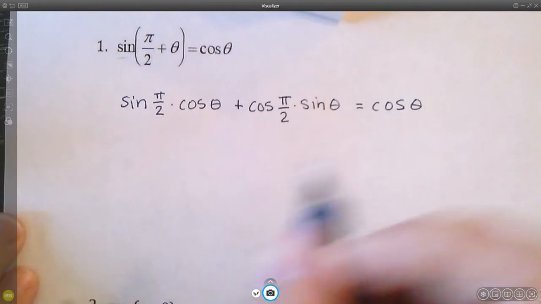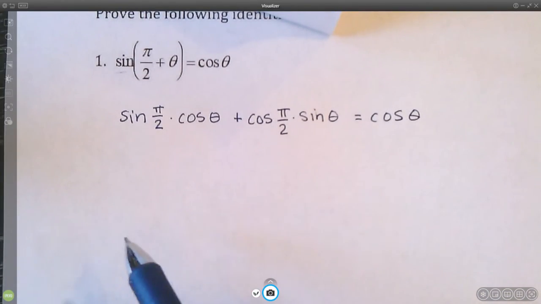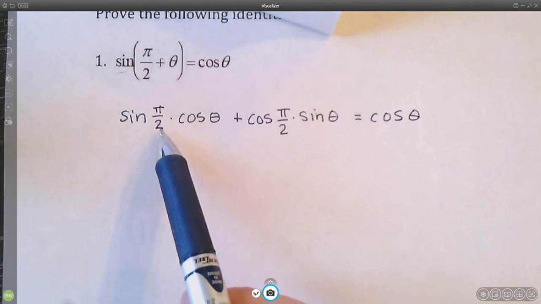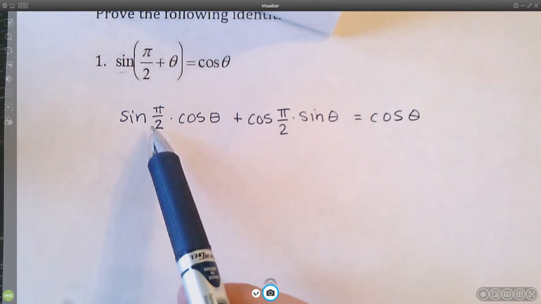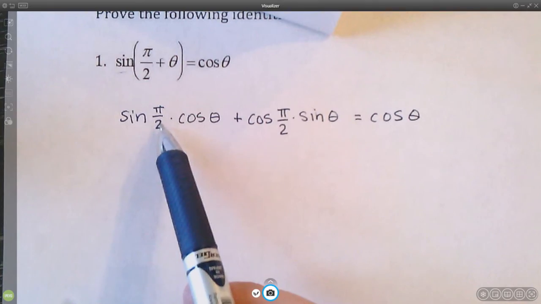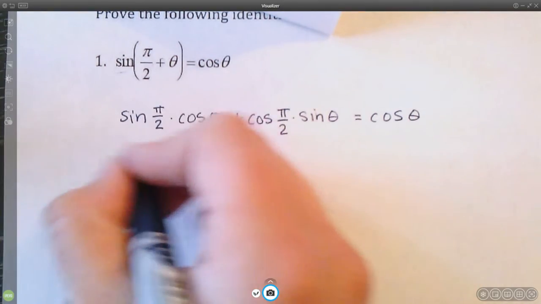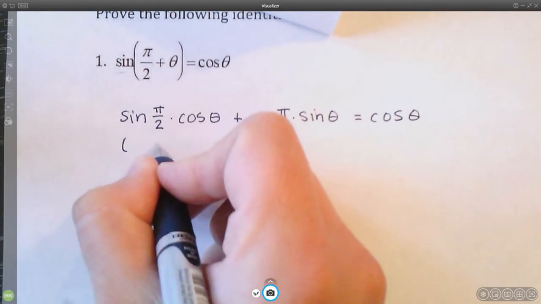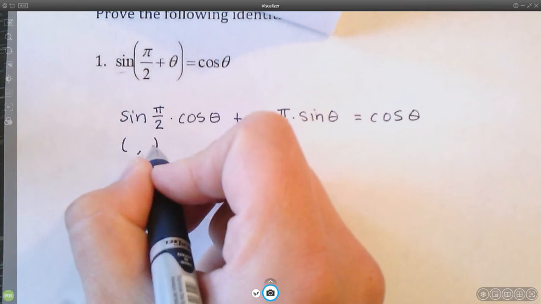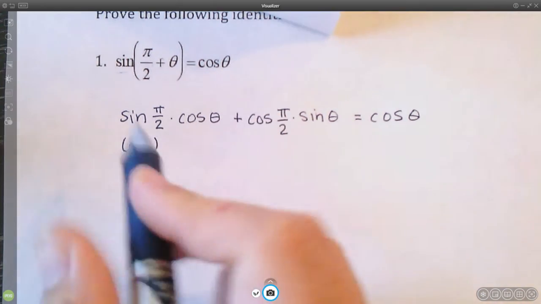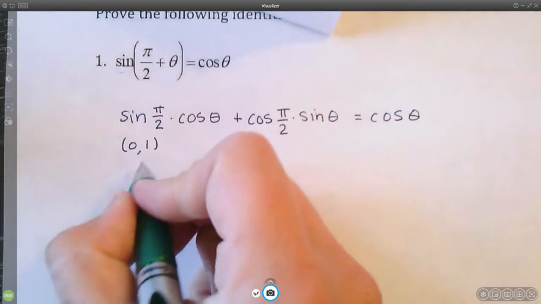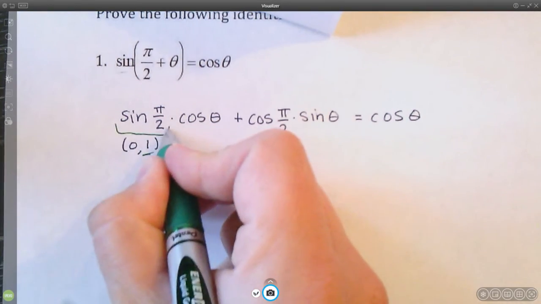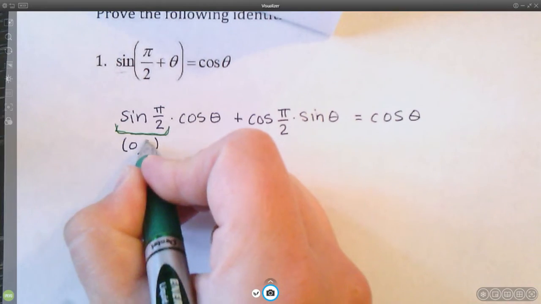Okay, so now go to your unit circle, pi over 2. Okay, that's at your 90 degrees. What's the coordinate point at pi over 2? So this coordinate is actually at 0, 1. And remember, sine is your y value, which is this. So this right here is just 1.